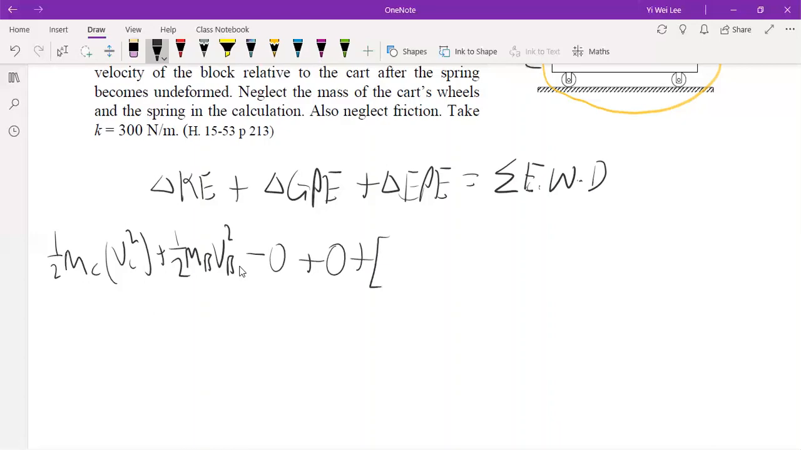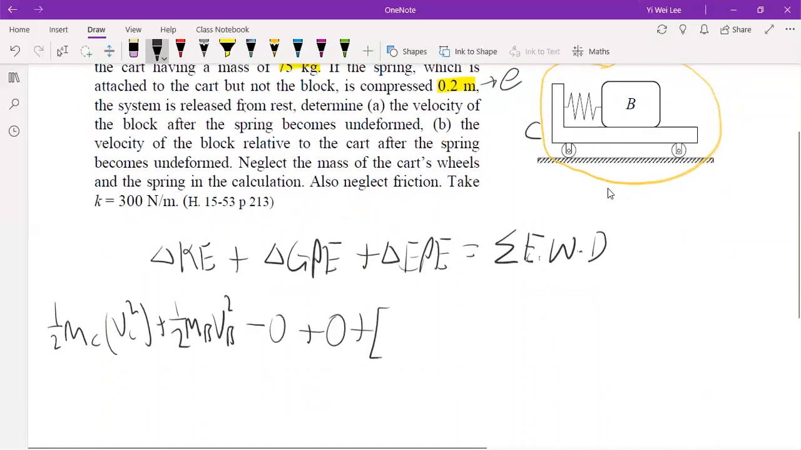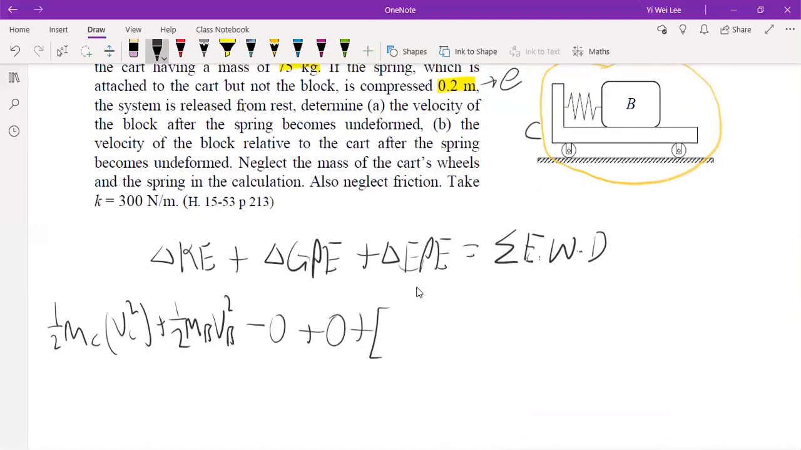What is the change in elastic potential energy? In this case, only the spring can store elastic potential energy, so it will be the final elastic potential energy minus the initial elastic potential energy. It says after the spring becomes undeformed, so the final elastic potential energy is zero, and the initial elastic potential energy will be half K e squared, where e is the initial compression of the spring, which is 0.2 meter.